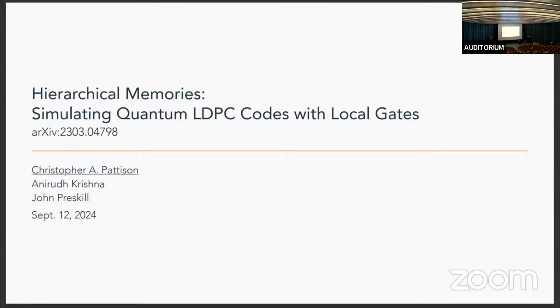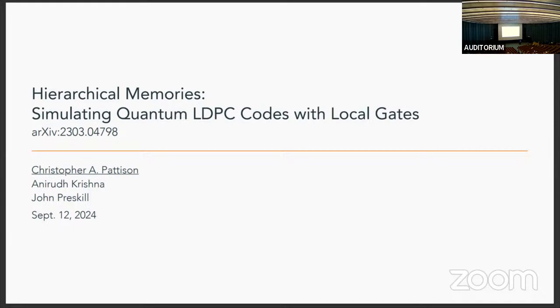Right, so the next talk is going to be by Chris Patterson, and it's going to be about hierarchical memories simulating quantum LDPC codes with local gates. Great, thanks.